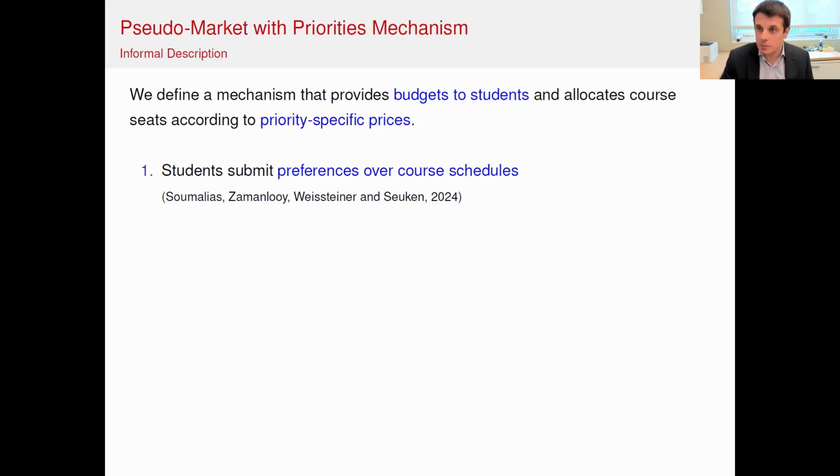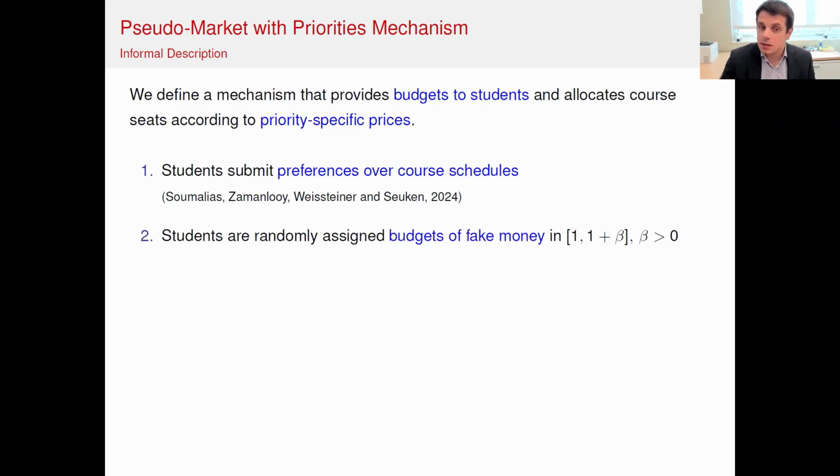This can itself be a very difficult problem because it's a combinatorial elicitation problem. Currently in practice, you submit preferences over individual courses, like a number between 0 and 100, and numbers for limited complementarities, say for a bundle of courses. But a recent paper by Soumalias, Zamanlou, Weissteiner, and Sven Seuken developed machine learning techniques to better elicit preferences over course schedules through inquiries. I think this is how it should be done. But again, we'll leave it to them how they elicit preferences and only analyze the allocation methods.